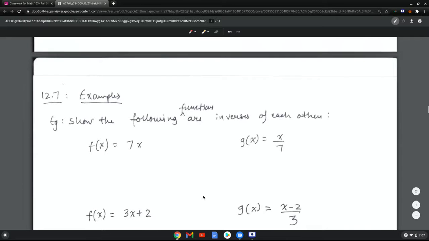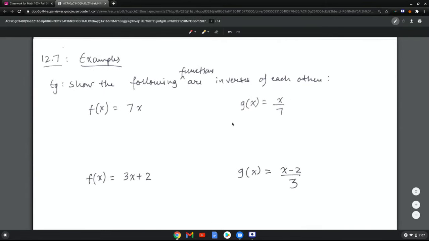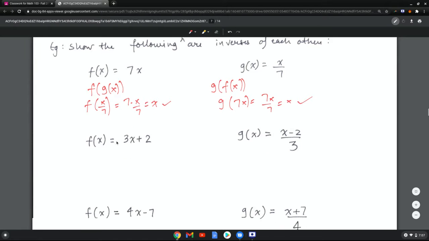Example: show that the following functions are inverses of each other. So what we need is, we need to show that f of g of x, we need to find this, and we need to find this. Now that's f of x over 7, which is x. That's good. This is g of 7x, which is 7x over 7, which is x. That's good too.